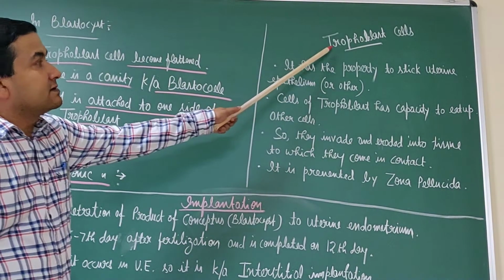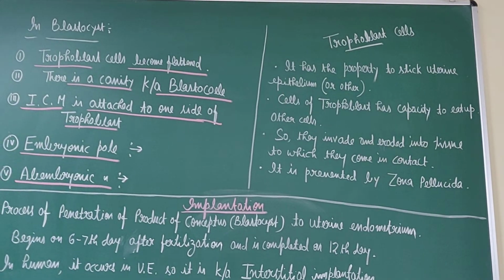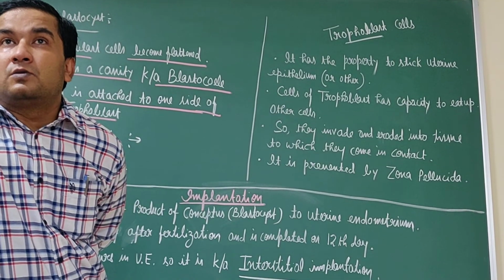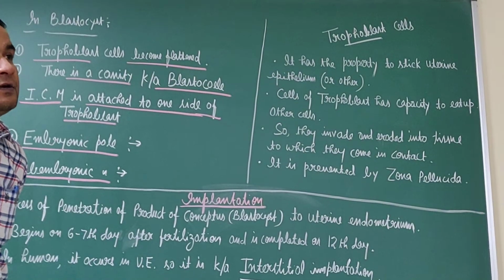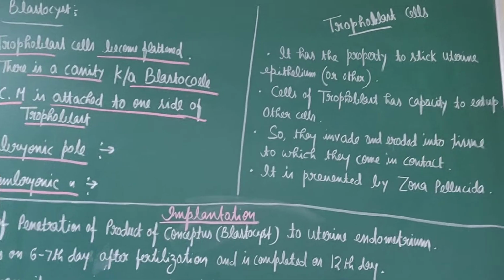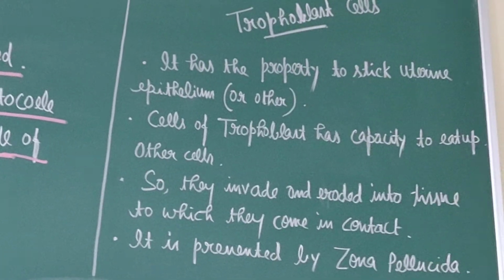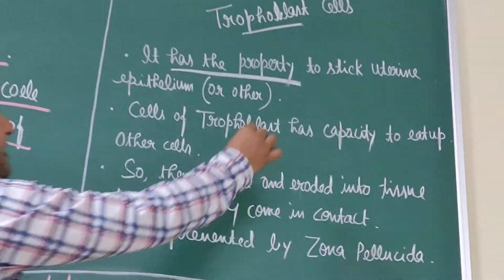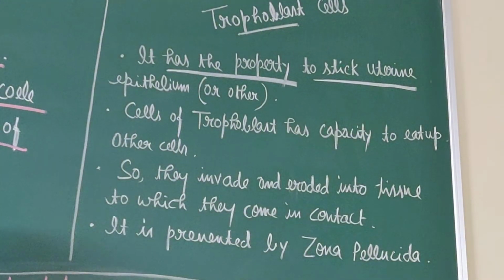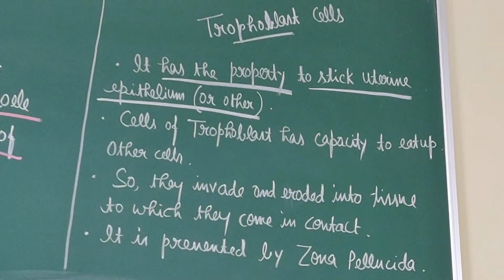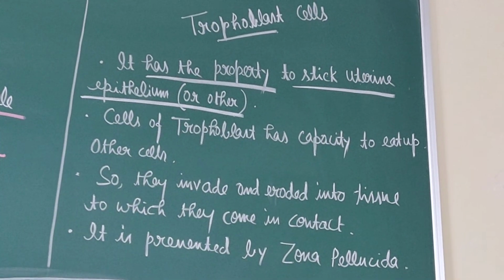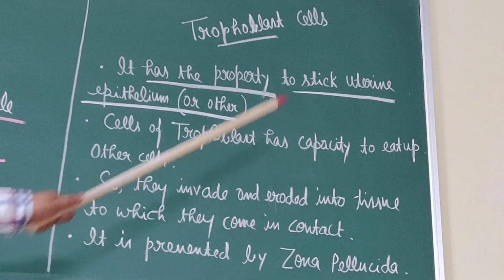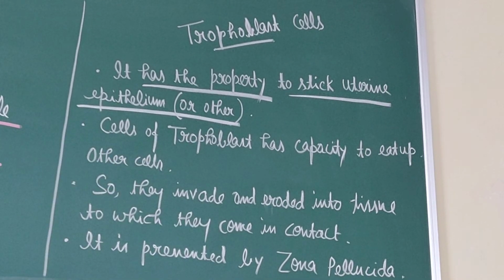Now some features of these trophoblast cells. These trophoblast cells in future participate in the formation of the placenta. These trophoblast cells have the property to stick to the uterine epithelium or other epithelium with which they come in contact.